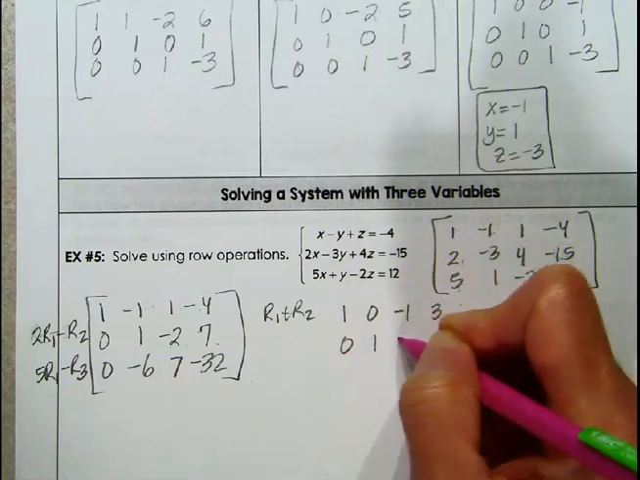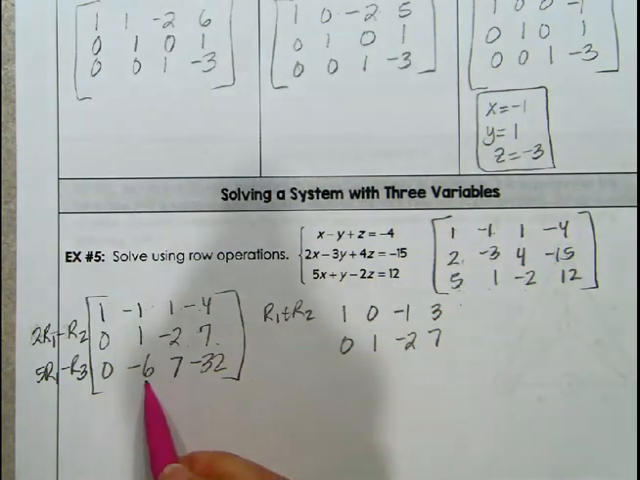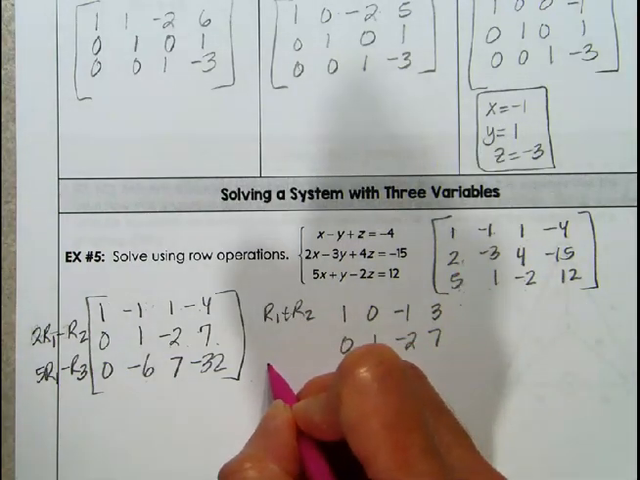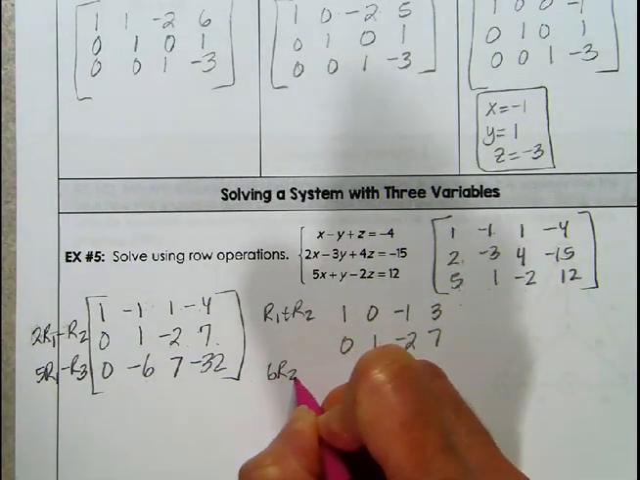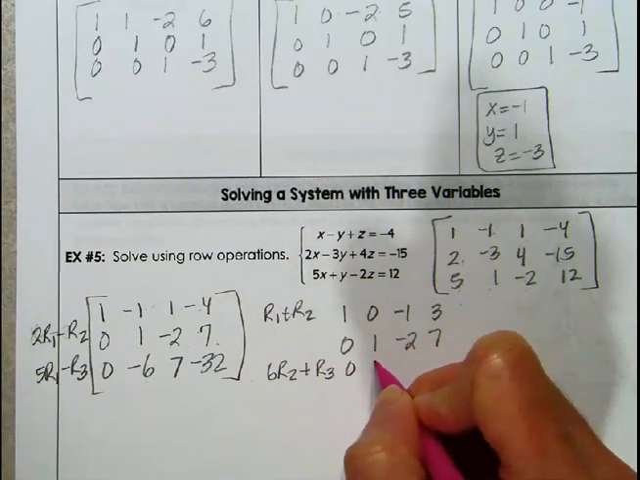Second one, I'm just going to leave and bring down. The third one, let's see, I need a 0 right here also. That one looks a little more complicated, huh? I'm going to use the middle row, this one. Okay, so I'm going to say 6 row 2 plus row 3. So that gives me 0.